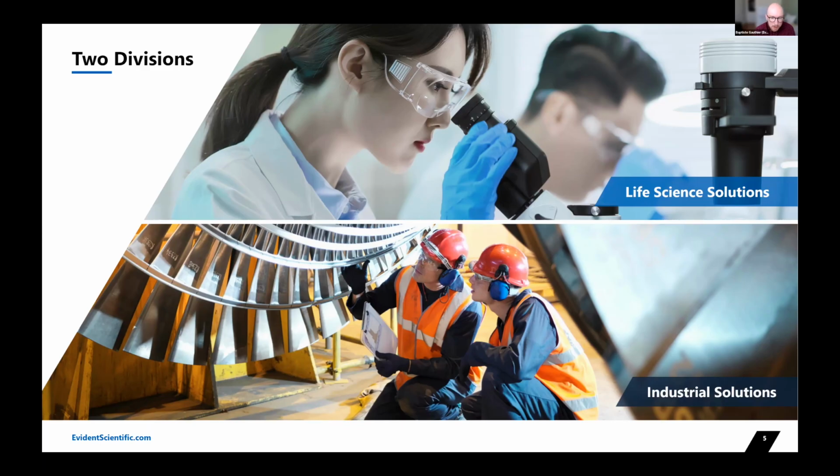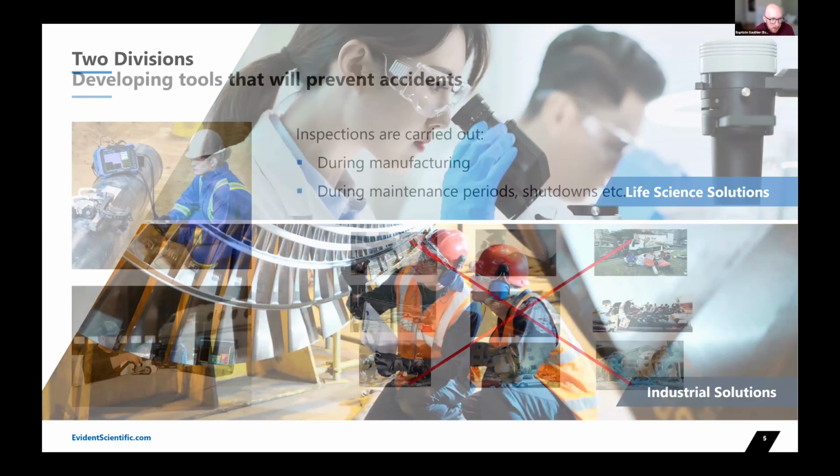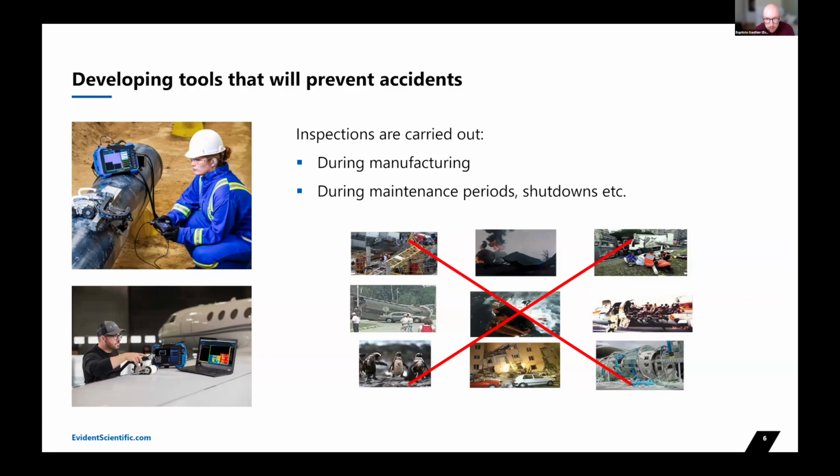In the Industrial Solutions division, we develop tools that will prevent accidents. The tools you can see in the left pictures are what we call portable instruments. They use different technologies such as ultrasound, eddy current, and also visual inspection. These are all kinds of technologies that we use to inspect infrastructure. It can be pipelines, wind turbine blades, wings of a plane, etc.